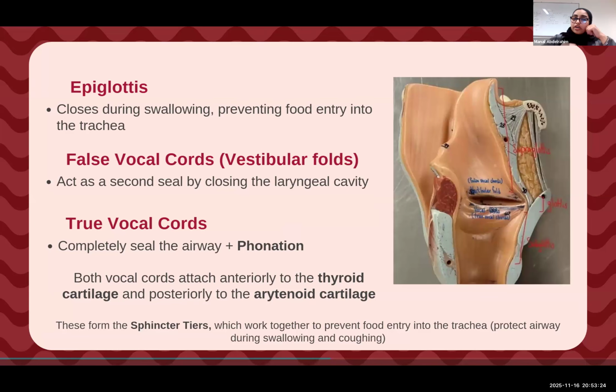Okay. The epiglottis, I hope you guys know what the epiglottis is. If you don't, you're discovering it now. This is the epiglottis, and it's a piece of cartilage, and it's going to close when you're swallowing to prevent any food from going into your trachea.